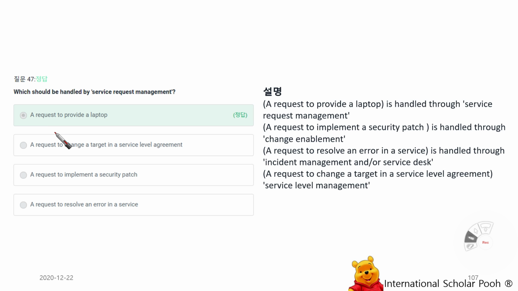A request for a provider laptop should be handled by service request management. A request to implement a security patch is handled through change enablement. A request to resolve an error in the service is handled through incident management and/or service desk. A request to change a target is handled in service level management.